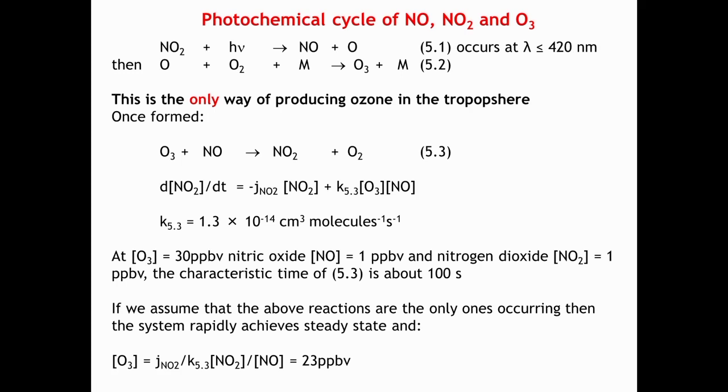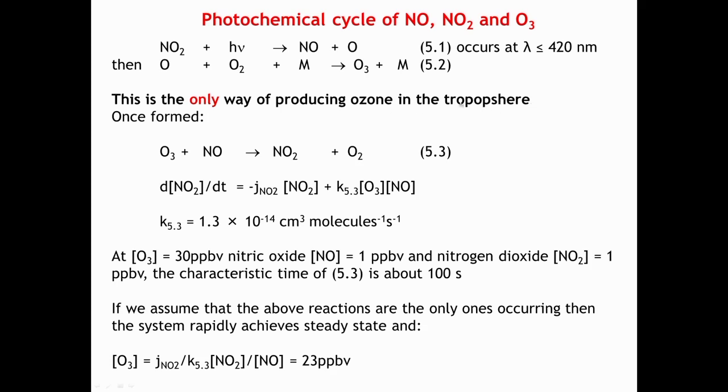It's roughly that blue. Can you see that? Yeah? Do we have blue light in the troposphere? Yeah. NO2 is going to photolyse in the troposphere. Okay? So NO2 will photolyse in the troposphere. And that's the only way of producing ozone in the troposphere.